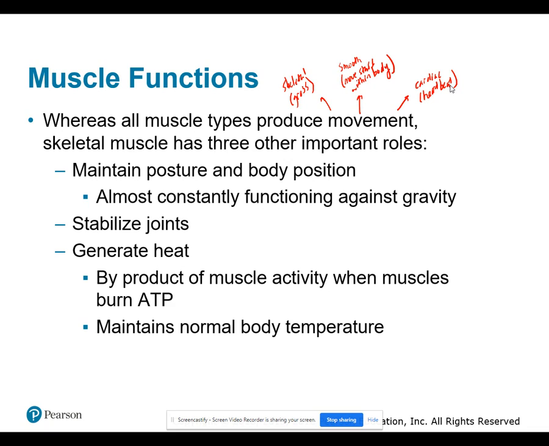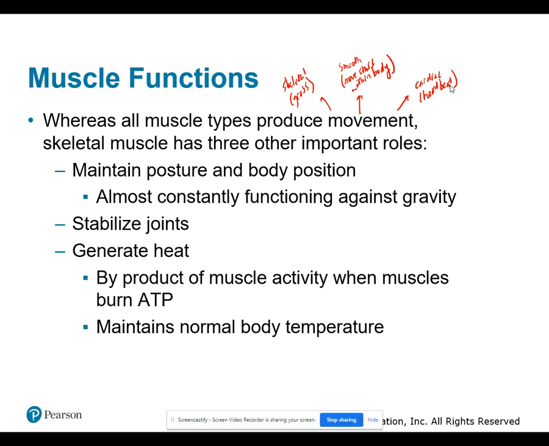So while all of them produce movement of some sort, skeletal muscle has 3 important functions that the book also wants to mention. 1, it maintains posture and body position. When you're sitting or standing, you are constantly fighting against gravity and using those muscles. Even if you're sitting still, with one little adjustment, you are using those skeletal muscles.